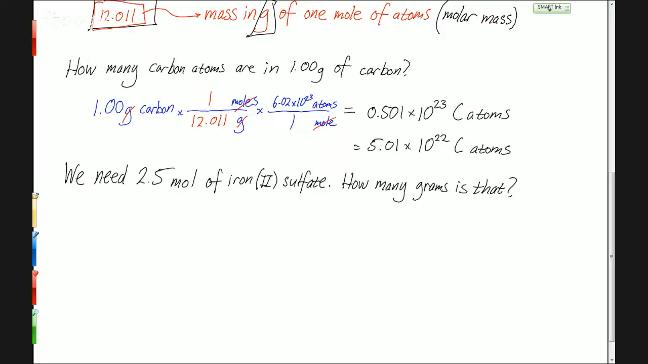Now, iron 2 sulfate is not carbon. There's no entry on the periodic table for iron 2 sulfate. So how do you think we figured this out? Yeah, you can add them all up.